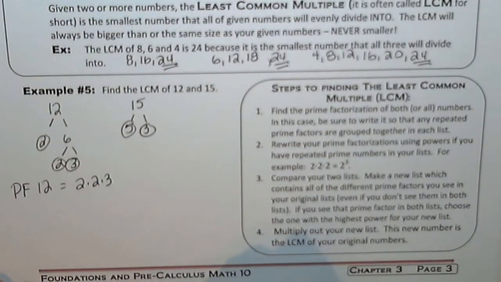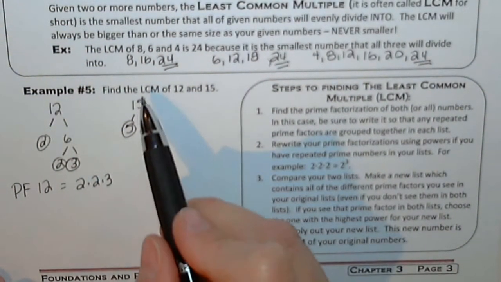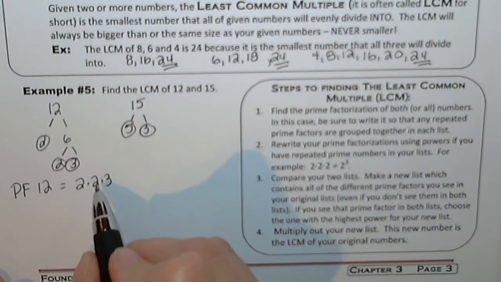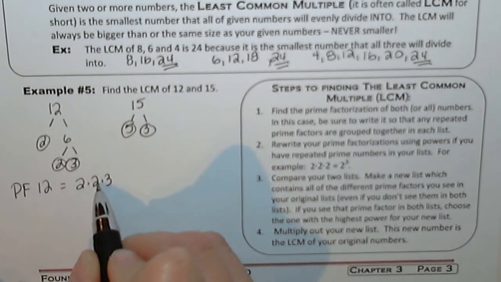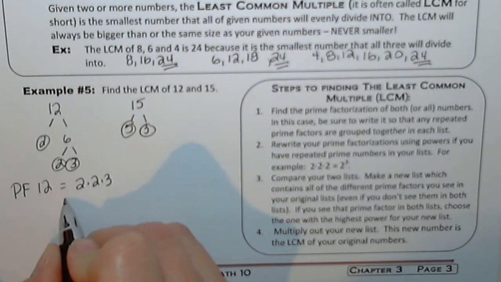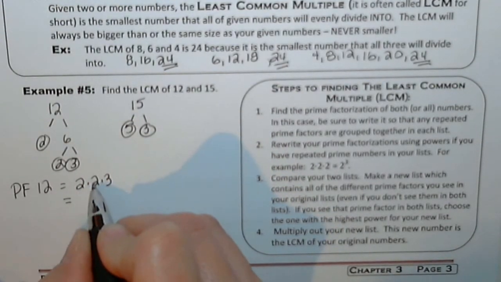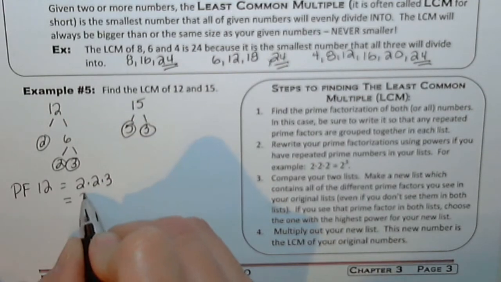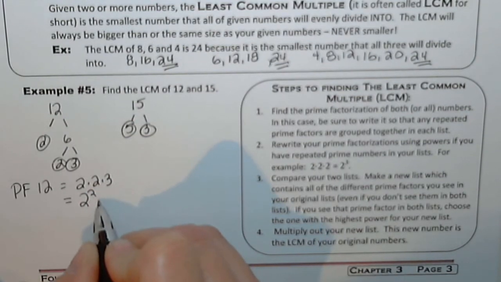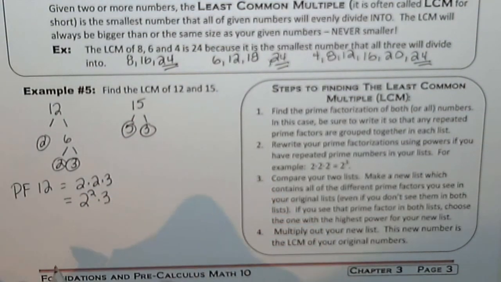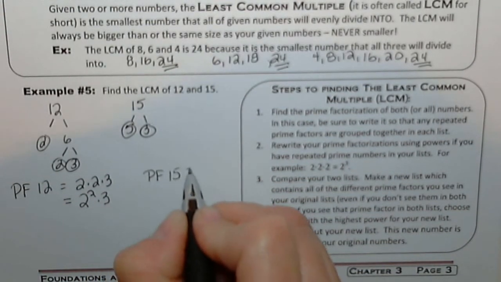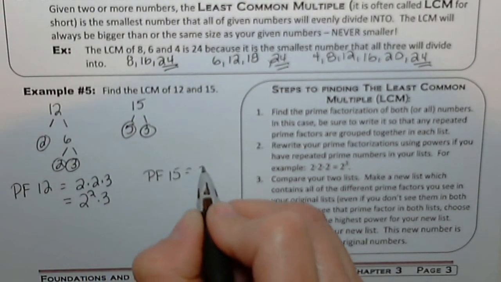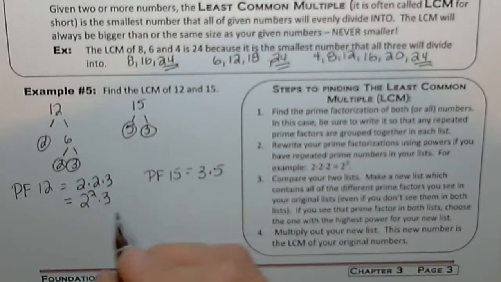What we're asked to do for this question, when you're asked to find the LCM, is one additional step. You're going to take this 2 that you see twice, and write it using exponents. So 2 times 2 is 2 squared, times 3. And the prime factorization of 15 is 3 times 5.